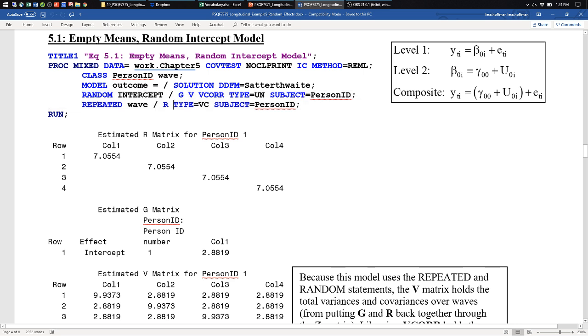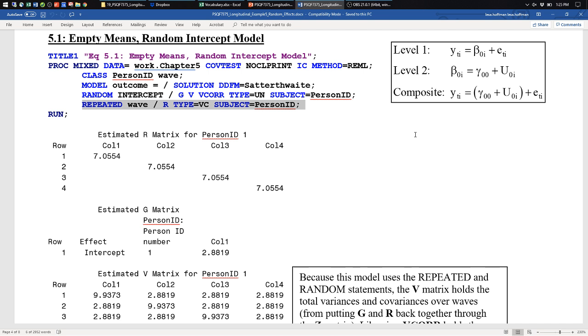Now where this gets confusing is that there's this other line here which is repeated. And it has its own type, which is different. So repeated goes with R, which is level 1, which is within or between? Within. Okay, different matrix, different concern here. Now we're talking about within person residuals.